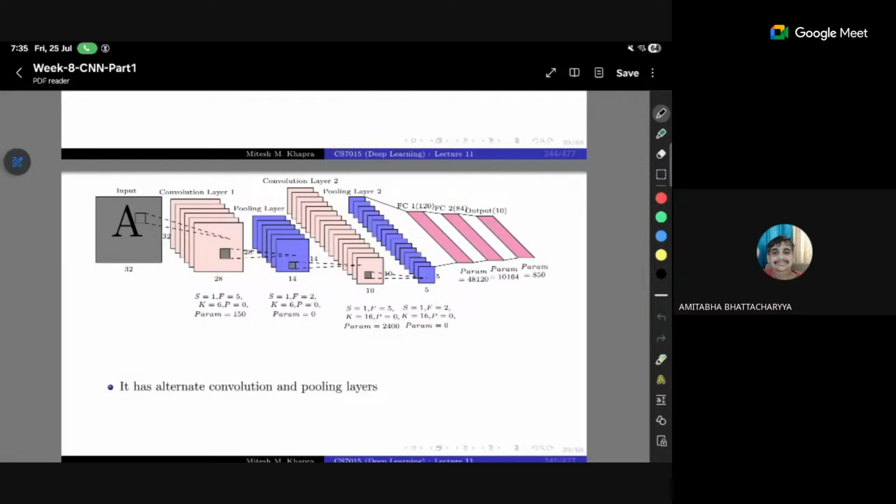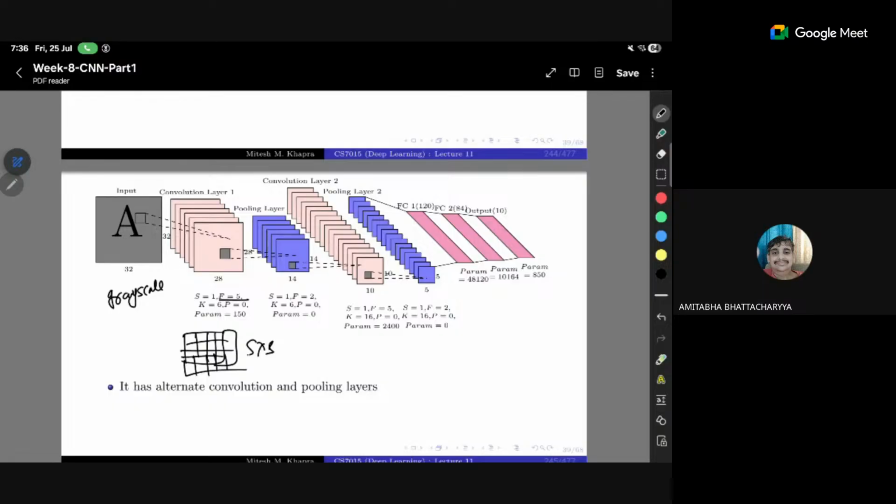Now the image is 32 cross 32. So this is a grayscale image, and I have stride one. I've used a filter size of 5, so a 5 cross 5 filter, and 6 filters are being used.